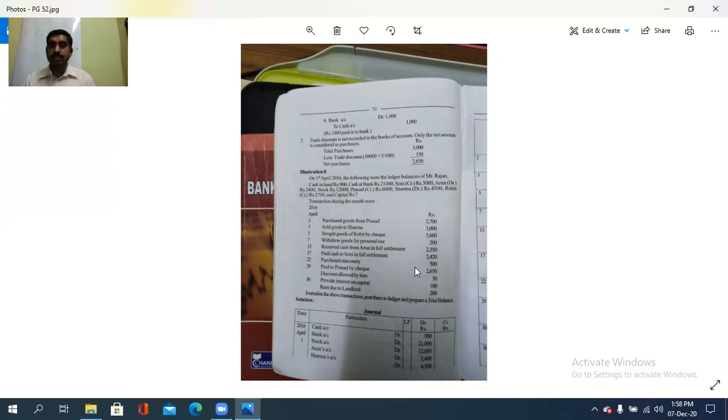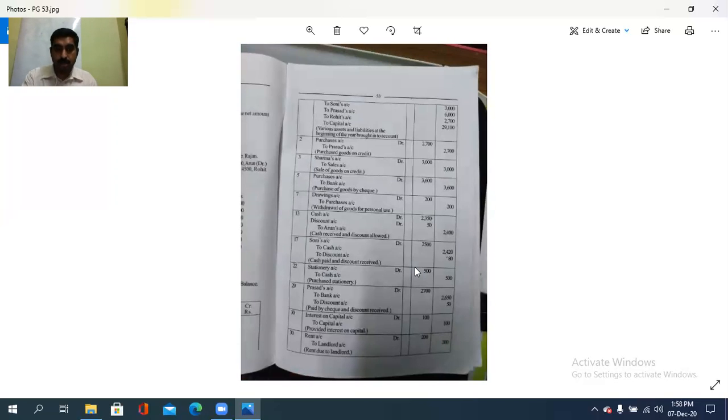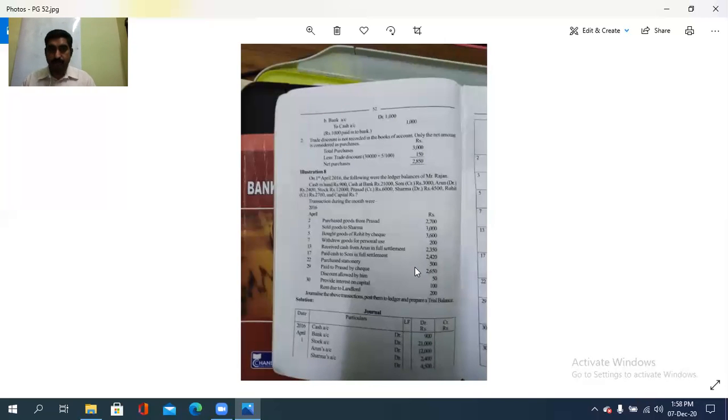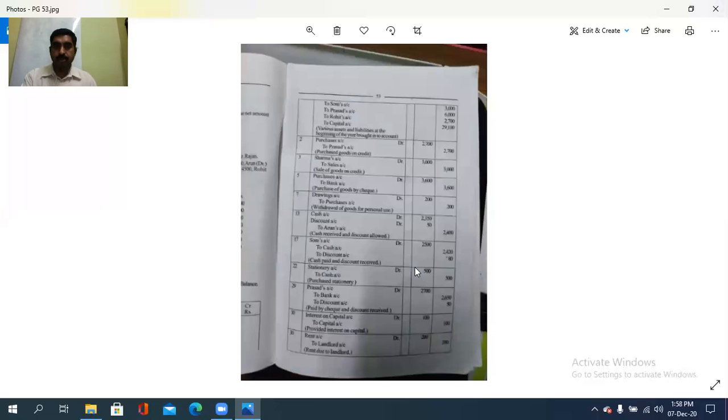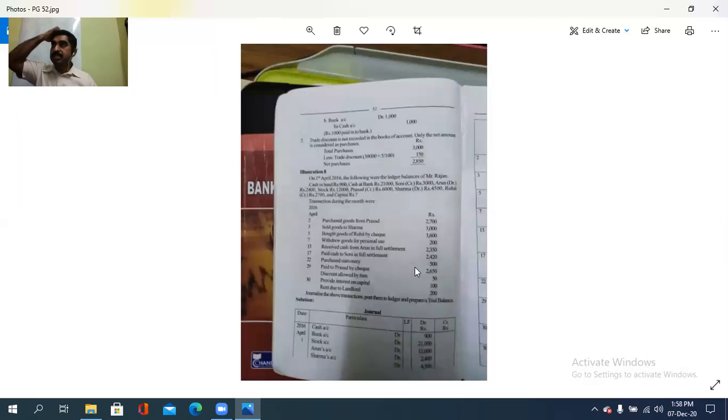Then withdrew goods for personal use. Drawings account debtor to cash. The entry. See, drawings account debtor to. Yes, withdrew goods, not cash. So withdrew goods for personal use. So drawings account debtor to purchases, because those goods are for personal use. Purchased goods are utilized for personal use. So if it is cash, then drawings account debtor to cash comes. Here goods are going out of the business. So that is why, what is going out of the business? Stock. Isn't it? So that is why purchases is to be credited.